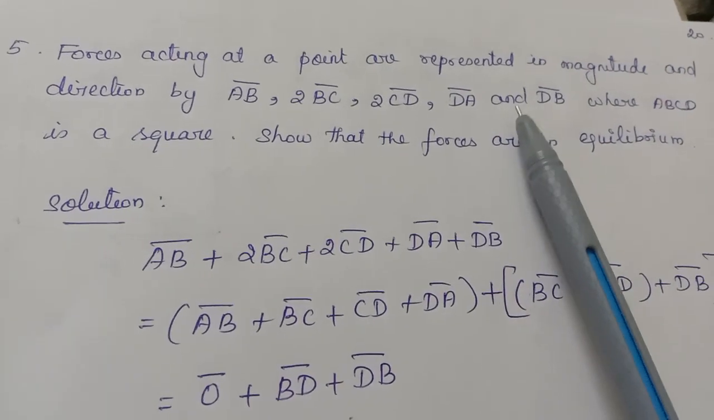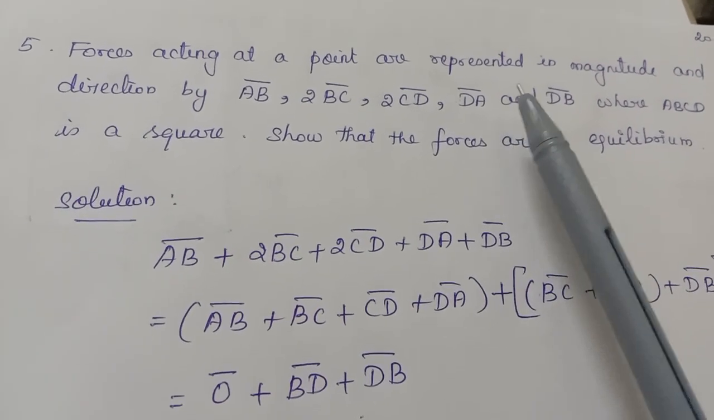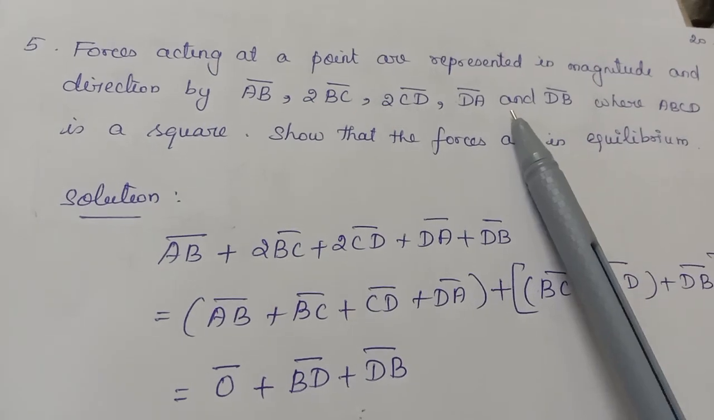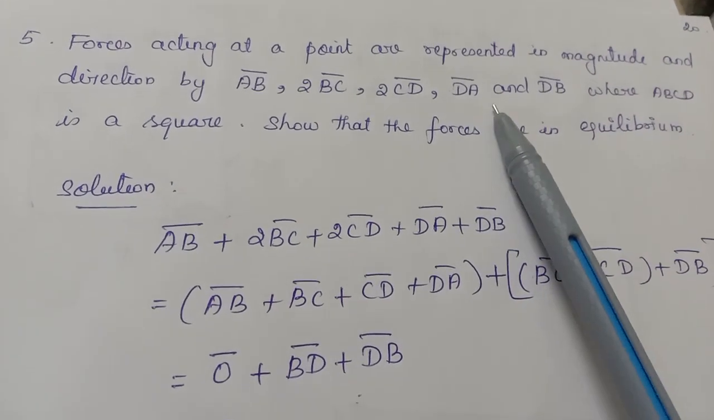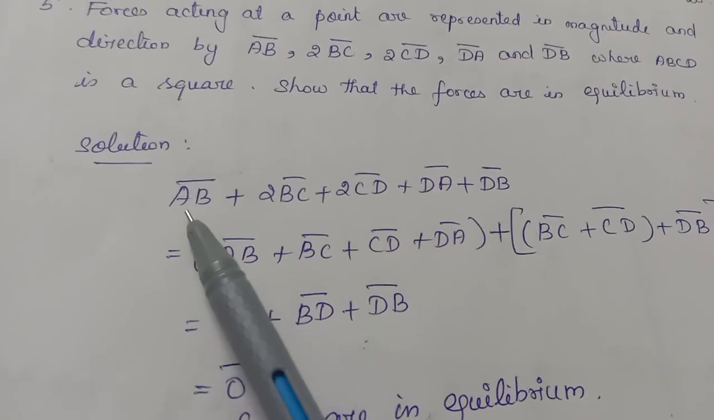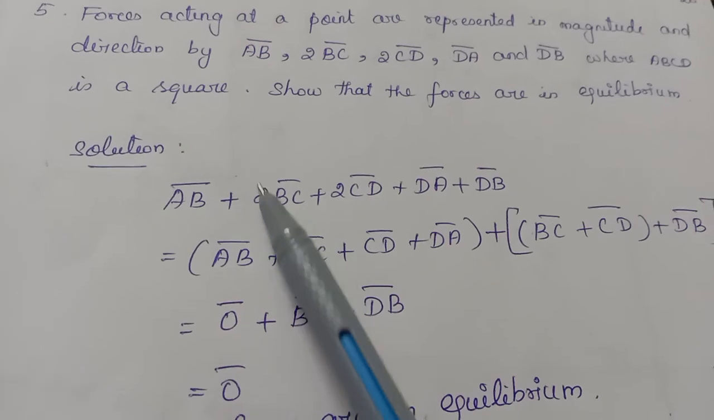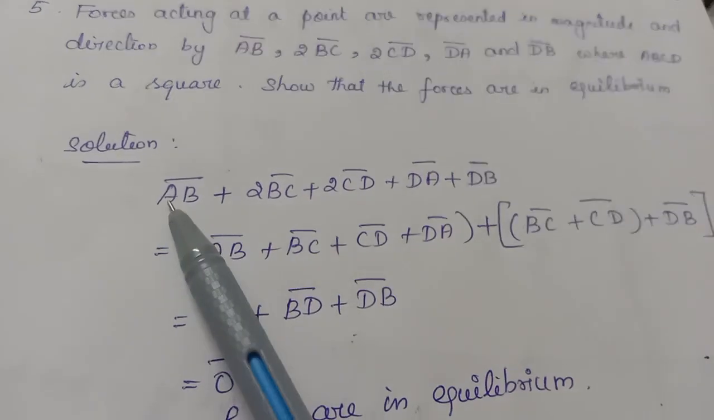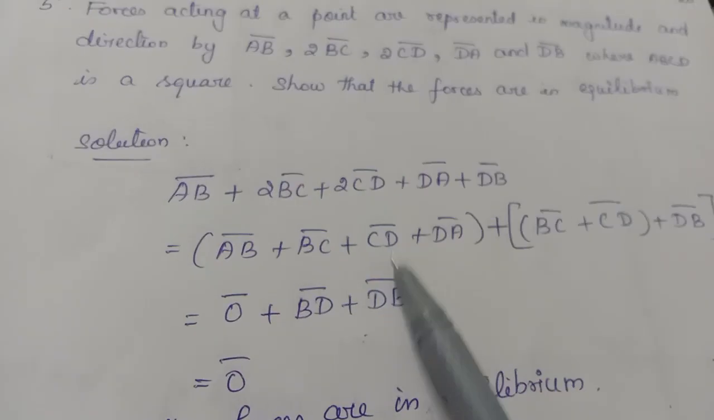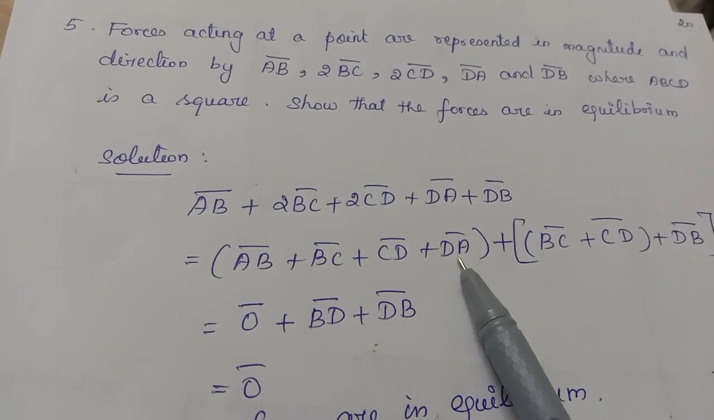So here no need to make use of the resolved parts. I can make use of the polygon of forces itself. Even by using resolved parts also you can do, but by using the polygon law itself you can get the result in one or two lines. Okay, now you add all the things, AB plus 2BC plus 2CD plus DA plus DB. See, let me take 1 BC and 1 CD here. So what will I have? AB plus 1 BC plus 1 CD plus 1 DA. What is this? AB plus BC plus CD plus DA.